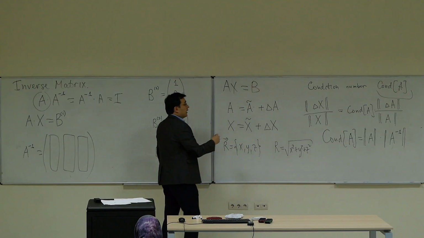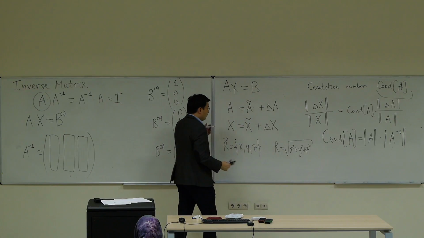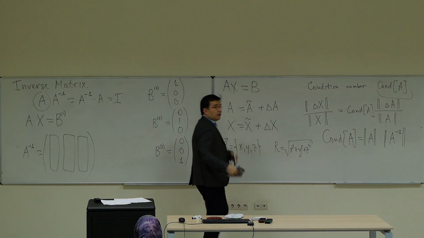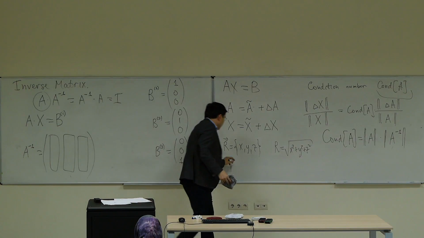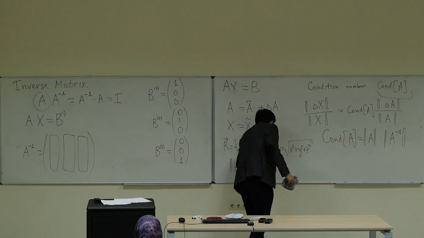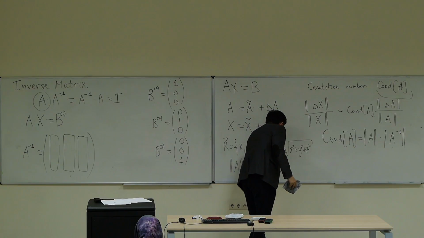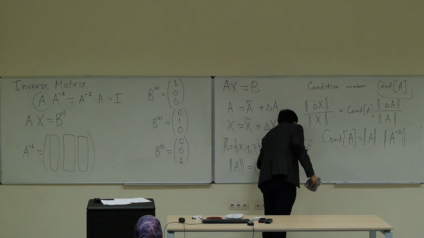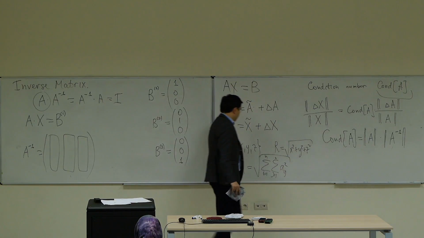The norm of a matrix is an extension of that concept. Okay? For a matrix A, there are different definitions of the norms. The definition which we will use here is the following. It's just the square root of the sum over i from 1 to n, j from 1 to n, of a_ij squared. That's the definition of the norm.